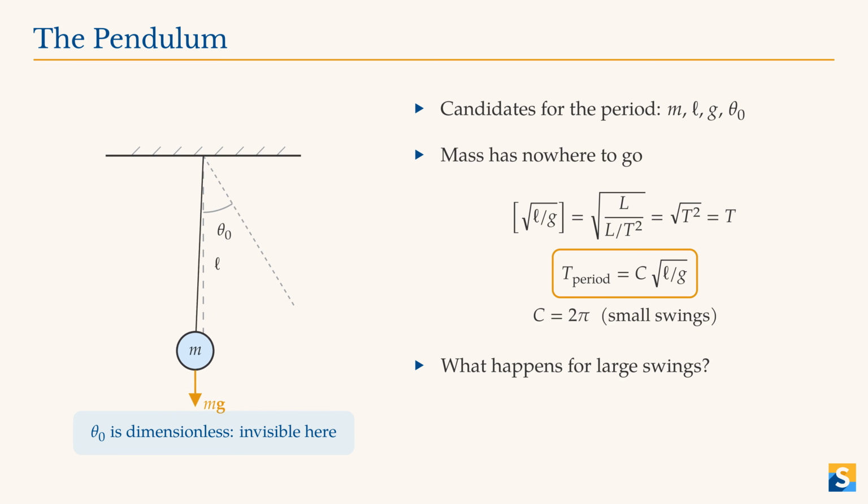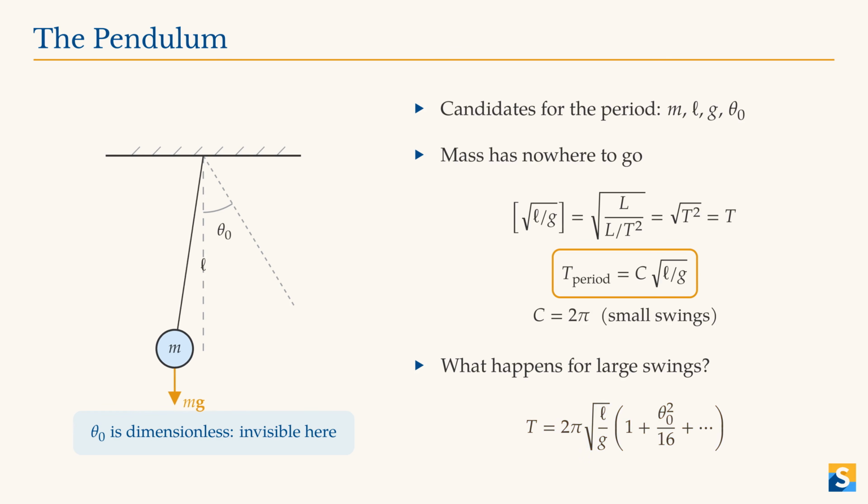For small swings, yes, and that's why pendulum clocks work. The first correction turns out to be theta naught squared over 16. At 10 degrees of swing, that's about 0.2%. Dimensional analysis drew the map. The fine print needs a sharper tool.